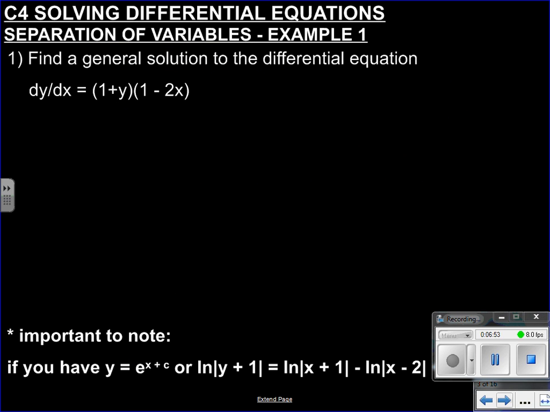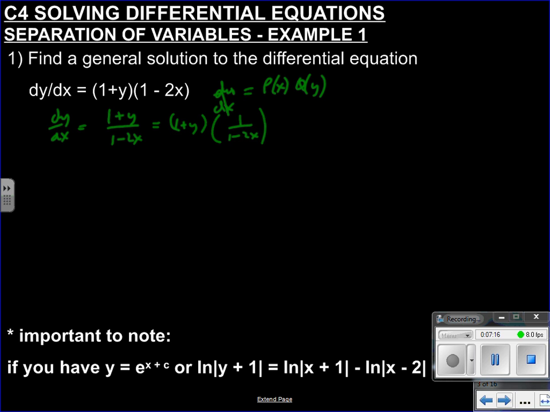So let's take this as an example then. I've got dy by dx equals 1 plus y over 1 minus 2x. Is this in the form of dy by dx is p of x times q of y? Yes, it is, because can you see this is 1 plus y, that's a function, 1 over 1 minus 2x. You see? There's my function of y. So there's my q of y, and here's my p of x. So now I can separate them.